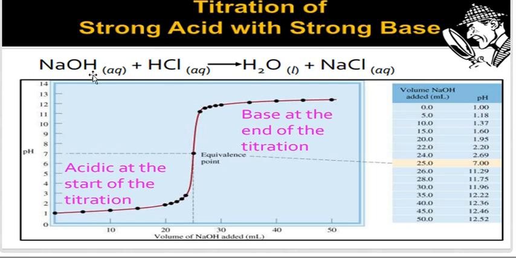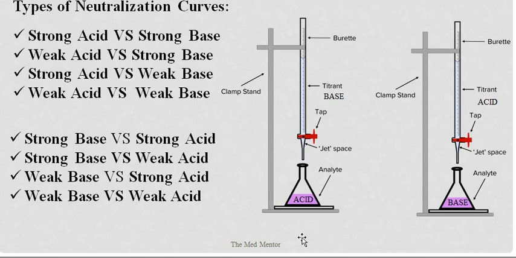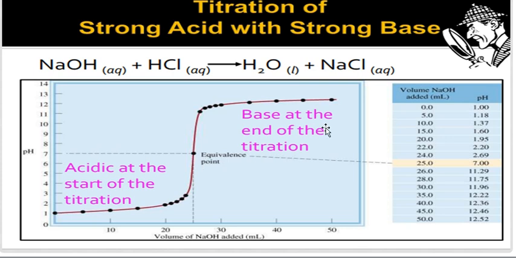I'll go directly to the diagram. Basically, we have to use NaOH and HCl. On the y-axis is the pH of your analyte, and on the x-axis is the volume of NaOH added. You have to continuously check the pH of your analyte. When you add the base, your titrant, drop-wise, the volumes are 0, 5, 10, 15, 20, 22, 24, 25. At one point the solution gets completely neutralized.